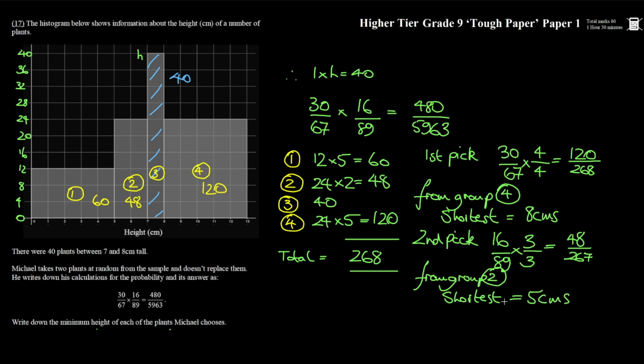So those, in fact, are our 2 answers. The minimum height of his first pick is 8 centimetres, and the minimum height of his second pick is 5 centimetres. So those are your 2 answers.